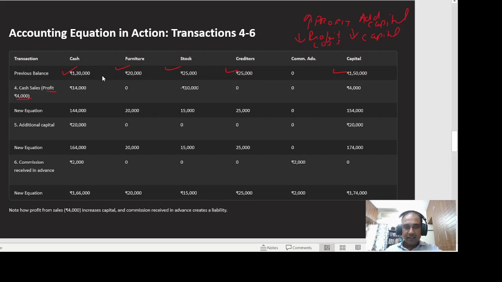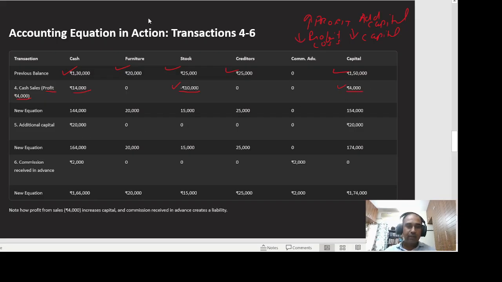Clear? So because of cash sales, what will happen? My cash will increase by 14,000. My stock, I had a stock of 25,000, 10,000 stock will decrease, and my profit will increase by 4,000. Here it is clearly given, cash sales that include a profit of 4,000. If the profit is 4,000, how much worth of goods would I have given away? Very simple, guys. 14,000 is the sales minus profit 4,000, so 10,000 worth of goods I will give away. Clear? So I am getting cash of 14,000 by giving away my goods of 10,000. So my profit will be 4,000 and this profit will be added to the capital.